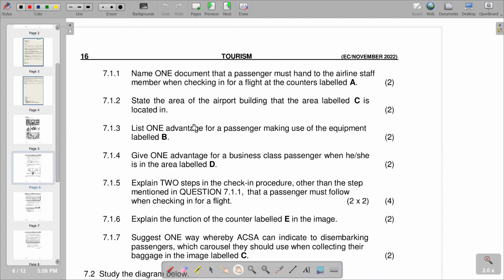So moving on to the next question, which is going to be 7.1.4. Give one advantage for a business class passenger when he or she is in the area labeled D. So we go to D.